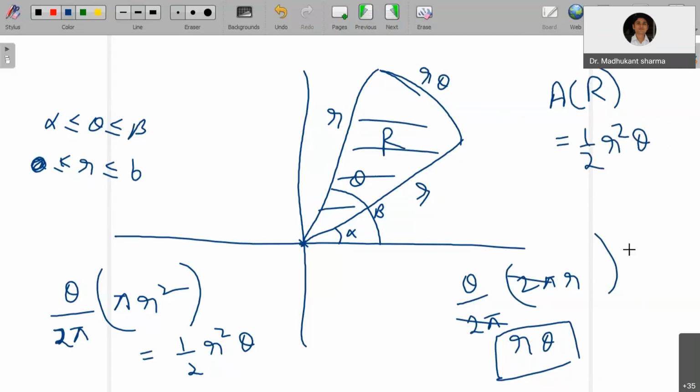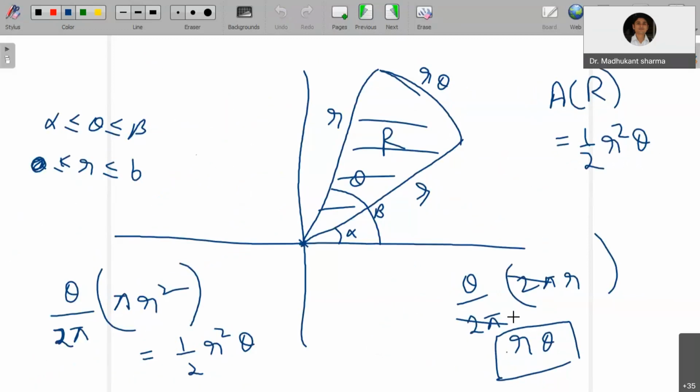Does anyone have doubt here? I think it's very easy to follow. Okay, right. So the area of this polar rectangle is 1 by 2 r square theta, and the length of this circular arc is nothing but r times theta. Keep that in mind now.